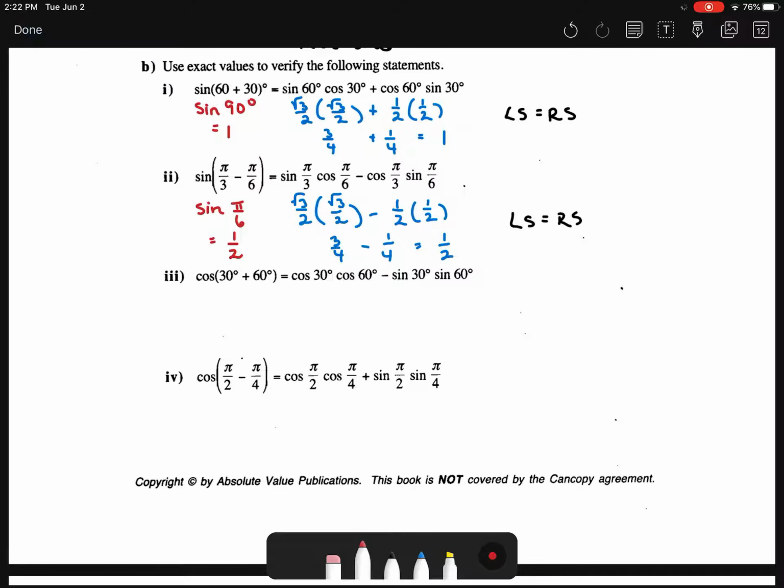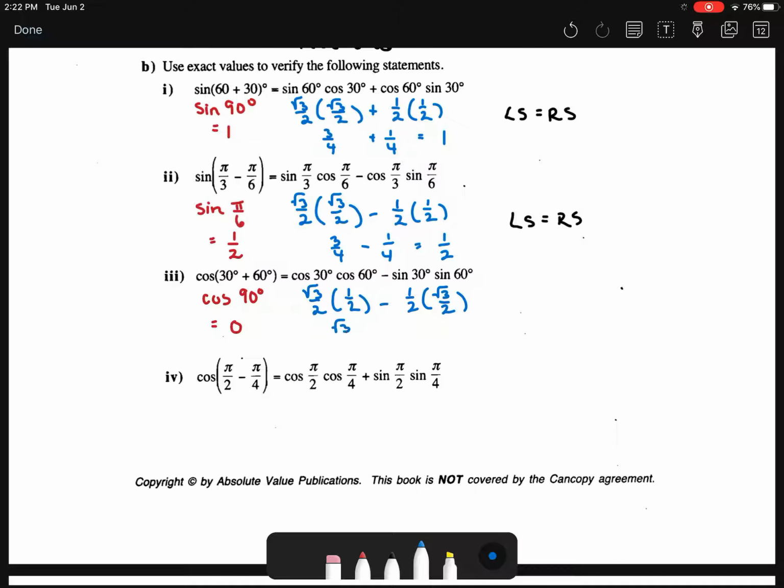Two more. Cosine of 30 degrees plus 60 degrees, so this time we were talking about the cosine of 90 degrees. Cos of 90 degrees, either think of the graph of cosine or know your exact values from the table above. It has a value of 0. Then on the right-hand side, what I'm going to have is the cosine of 30 degrees. That's root 3 over 2. Cosine of 60 degrees, that is 1/2, minus sine of 30 degrees, 1/2, and sine of 60 degrees, that's root 3 over 2.